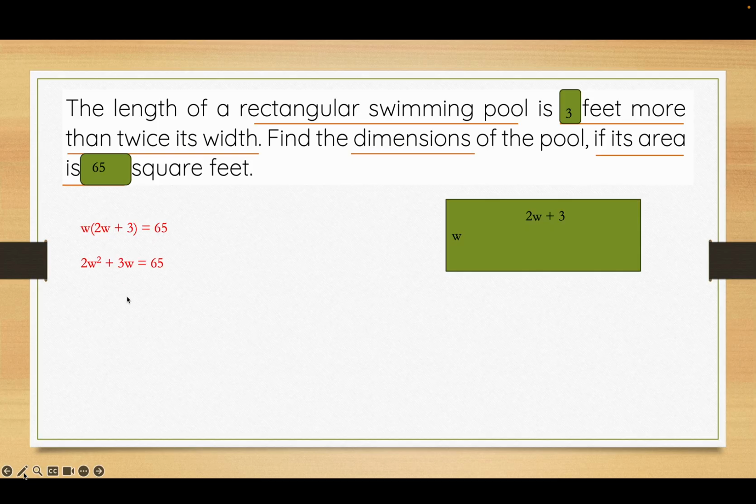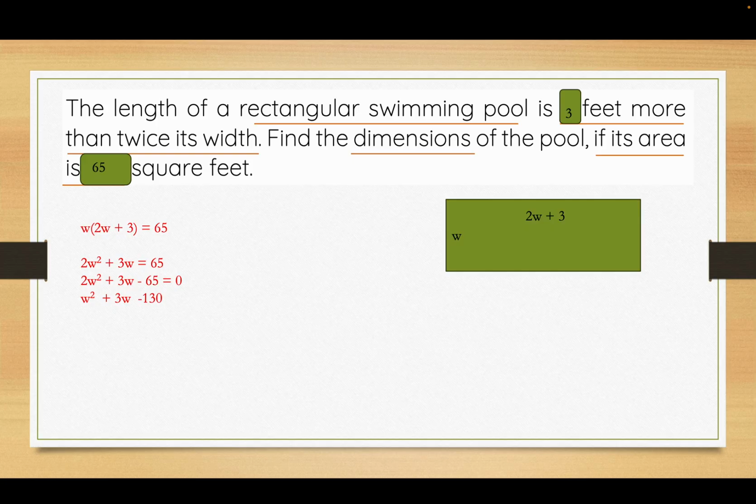Distribute: 2w squared plus 3w is 65. Looking for a common factor, there is none. So now I do the same exact factoring technique that I just did a moment ago, and I take the 2 and multiply it by the end. First I have to subtract the 65 to get it all on one side and make it equal to 0. Now I multiply by the 2, the lead coefficient. Okay, so I get w squared plus 3w minus 130.